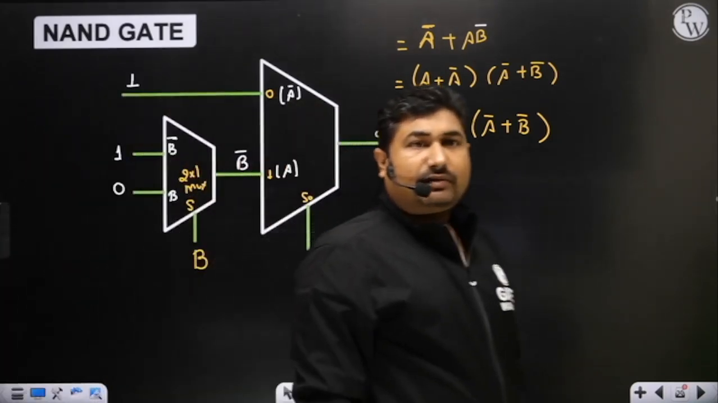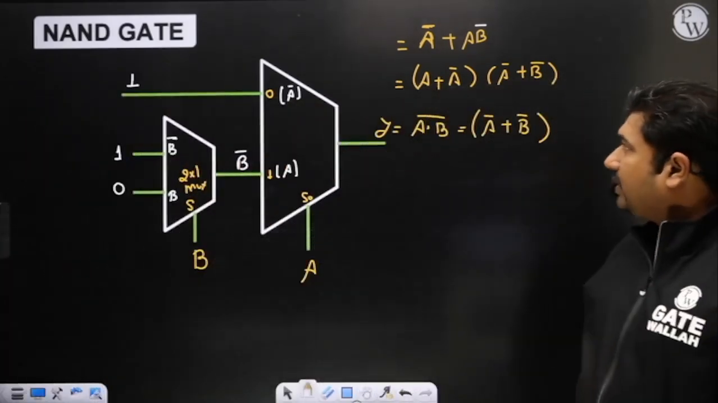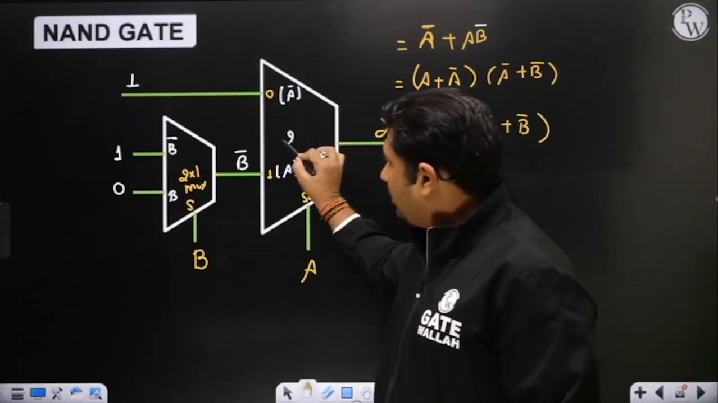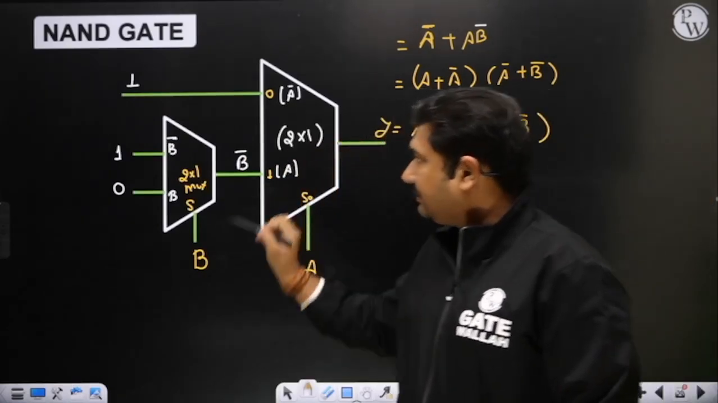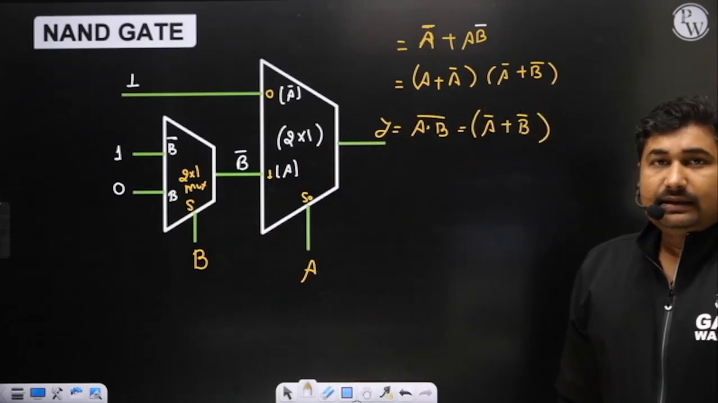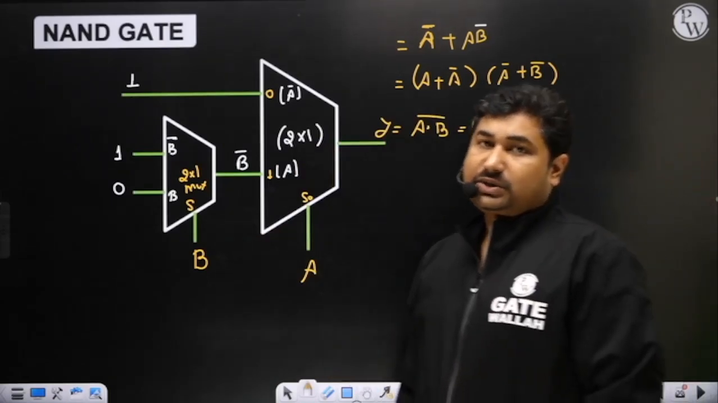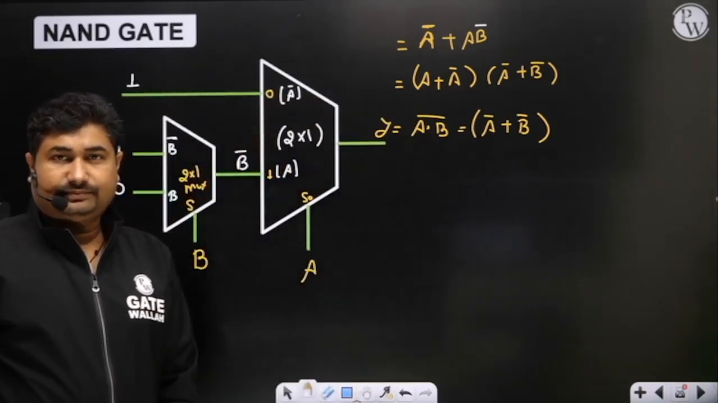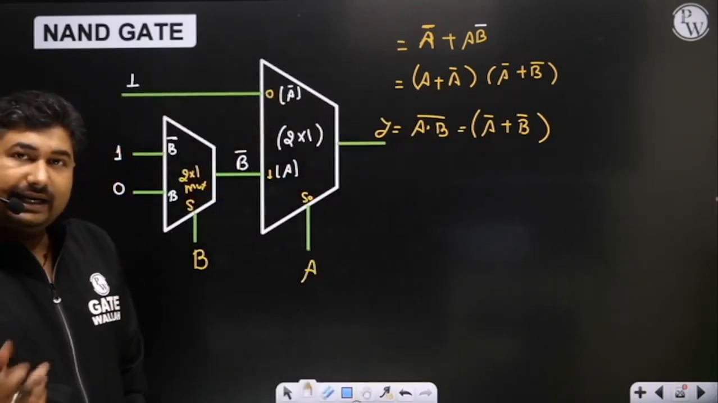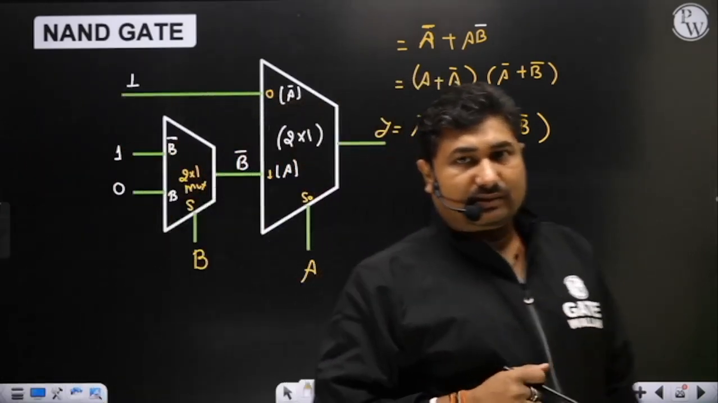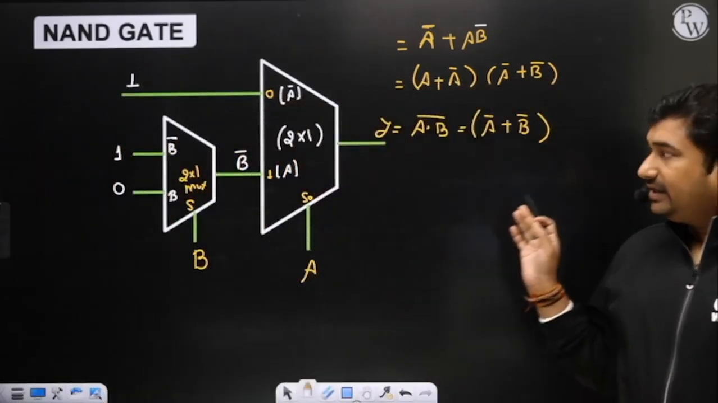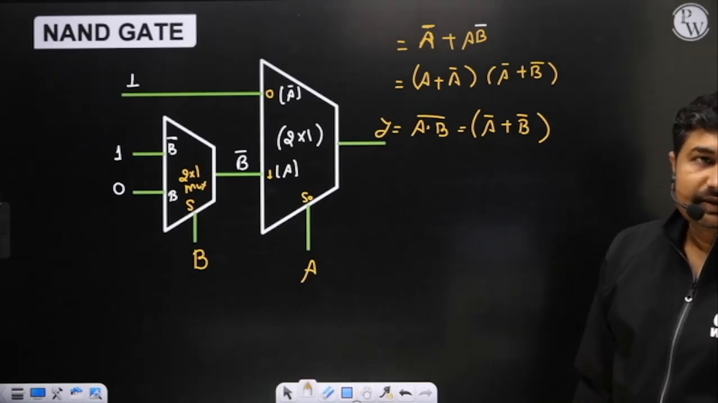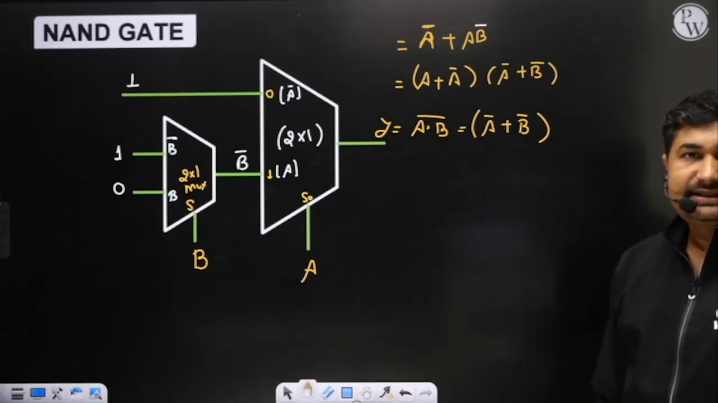So how many 2 cross 1 multiplexers are required in order to implement the NAND gate? Sir, we need 2 2 cross 1 multiplexers in order to implement the NAND gate. The AND gate can be implemented by only one 2 cross 1 multiplexer, but for the NAND gate we need two 2 cross 1 size multiplexers. Is it okay? Great, sir.